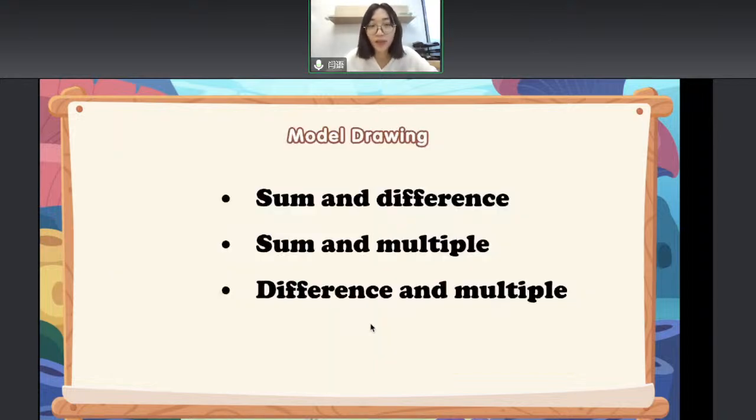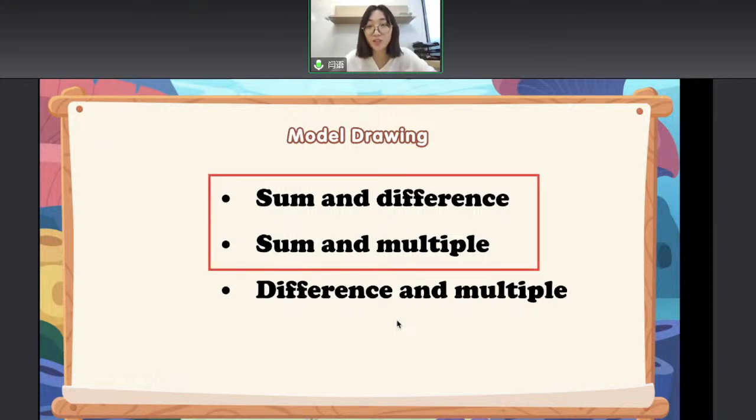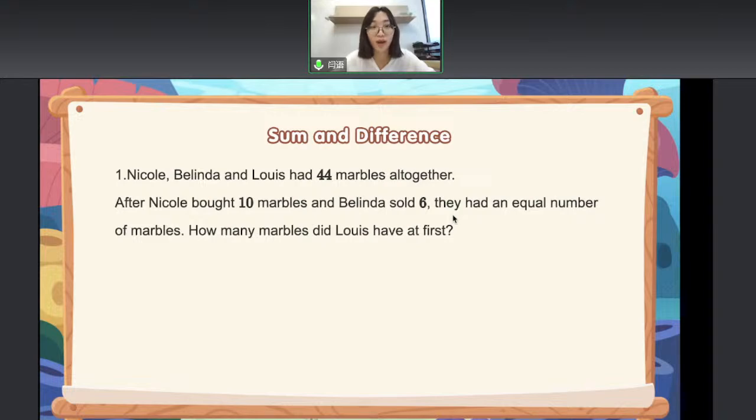When it comes to model drawing, basically we can divide it into 3 types. The first one is the sum and difference. The second type is the sum and multiple. And the last type is the difference and the multiple. For all the P2 kids, you only need to focus on the first 2 types: the sum and difference and the sum and multiple. For today's lesson, I will focus on these 2 types of questions. So now, let's start from question 1.